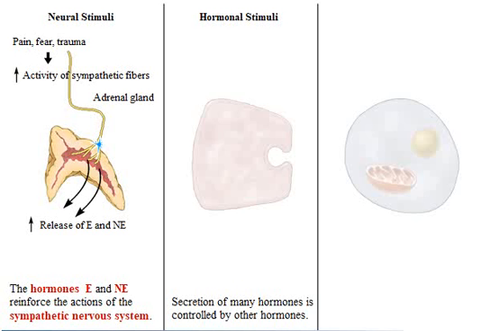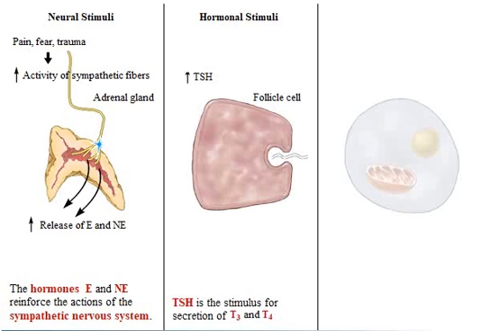Secretion of many hormones is controlled by other hormones. The ventral hypothalamic hormones and tropic hormones from the anterior pituitary, thyroid-stimulating hormone, adrenocorticotropic hormone, follicle-stimulating hormone, and luteinizing hormone are classic examples. We will study the secretion of thyroid hormone and cortisol in detail. Thyroid-stimulating hormone is the stimulus for secretion of T3 and T4. Increased amounts of thyroid-stimulating hormone act on follicle cells of the thyroid gland to cause more thyroglobulin to be brought into the cell where it is cleaved to release T3 and T4.